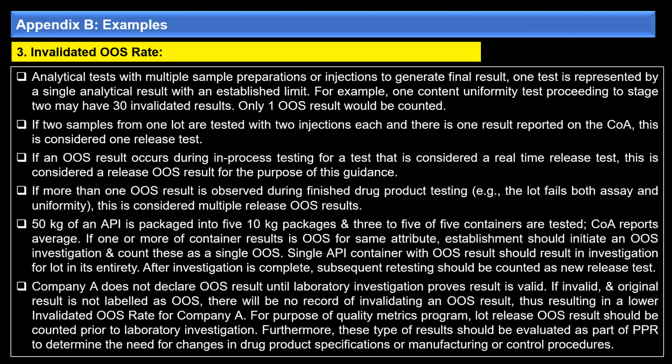Now, if Company A does not declare OOS results until the initial laboratory investigation proves the result is valid, and if the results are invalid, the original result is not labeled as an OOS, there will be no record of invalidating this OOS result. Thus, this will lead to a lower invalidated OOS rate for the company. Hence, the guidance requires that lot release OOS results should be counted prior to the laboratory investigation. These types of results should be evaluated as a part of the product review to determine the need for change in the drug product specification or manufacturing or control procedures.